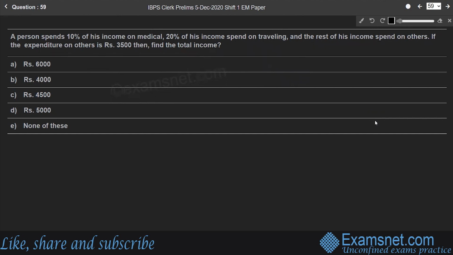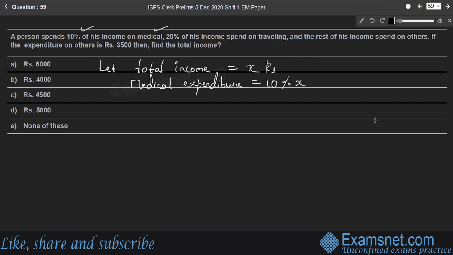So let us solve step by step here. Let the total income of the person be X rupees, right? Then the expenditure on medical will be 10% of X and the traveling expenditure will be 20% of X.